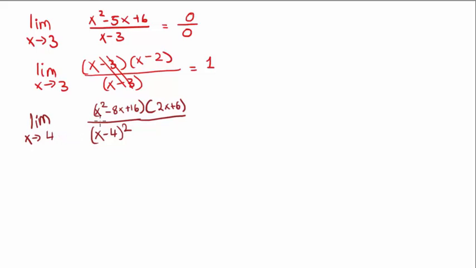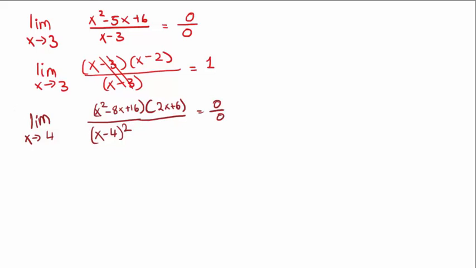So if I have this function over here, what do you think will happen? On the top, if I plug in 4 first, I'll get 16 minus 32 plus 16, so that'll be 0. And 0 times anything is just 0. And on the bottom, I'll get x minus 4 squared. If I plug in 4, I get 0 squared, which is 0. So this limit does not exist. Well, let me see if I can factor out the top first, okay?